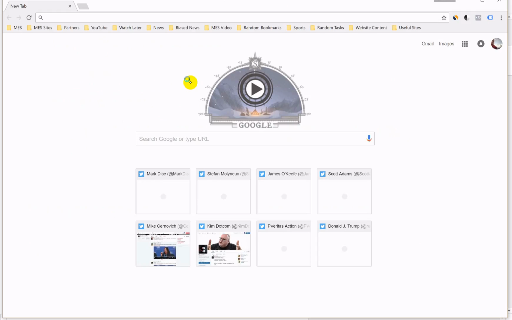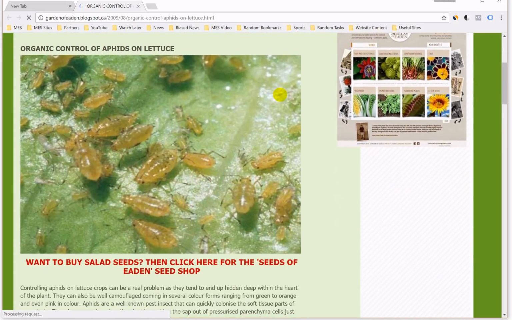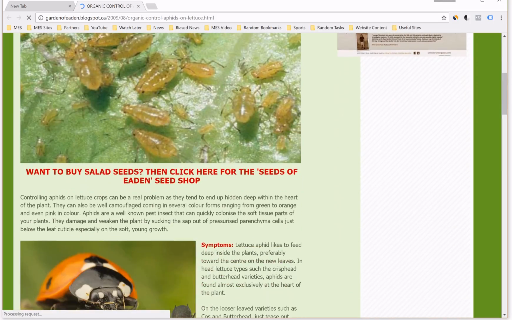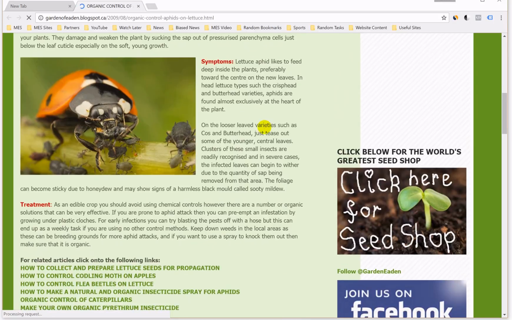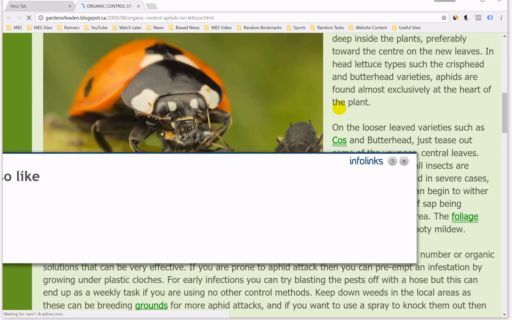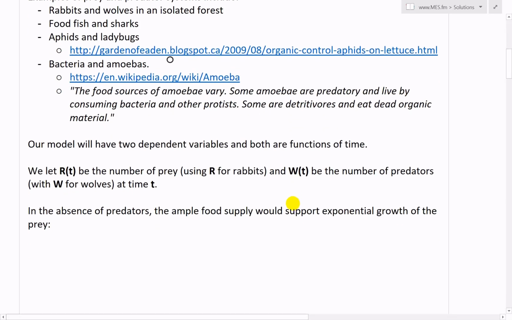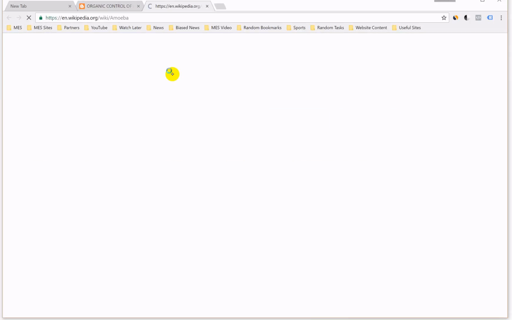Here's a good blog post from someone about them. Aphids are like plant lice. They basically eat plants and other stuff. And I just want to show this photo. Here's a cool photo of a ladybug eating some aphids, or plant lice. It's pretty cool. Moving forward, bacteria and amoebas. Amoebas are another type of organism.